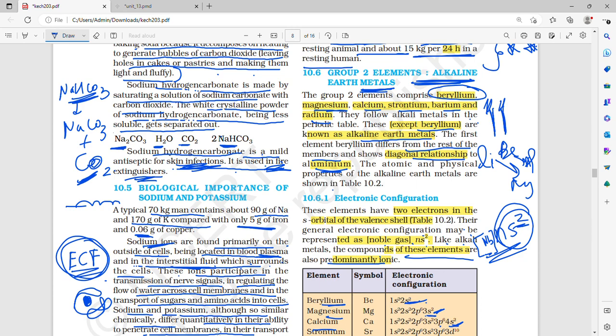So I thought I could finish it in one go, but I think group 2 elements I will do in another video. This will be a revision of the entire group 1 elements, because group 2 elements again is a lot. So thank you.